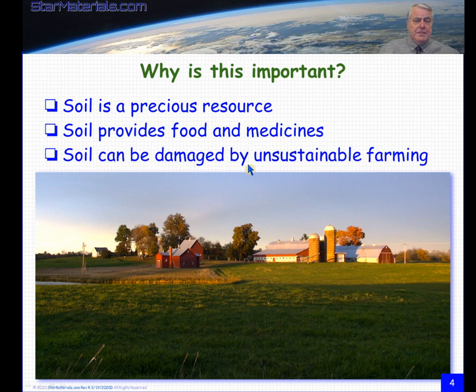Now, soil can be damaged by unsustainable farming. Planting the same crop year after year after year takes all the nutrients out of the soil and makes it so it doesn't grow things very well.